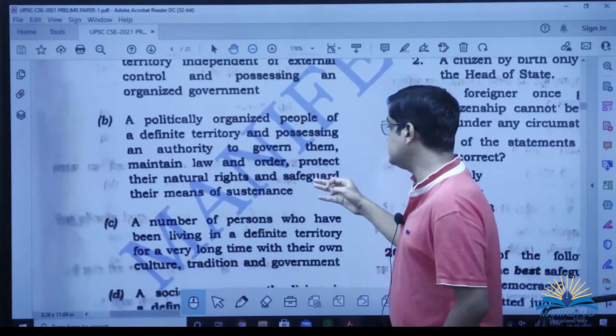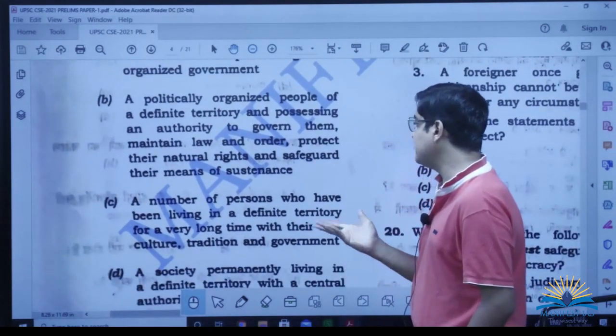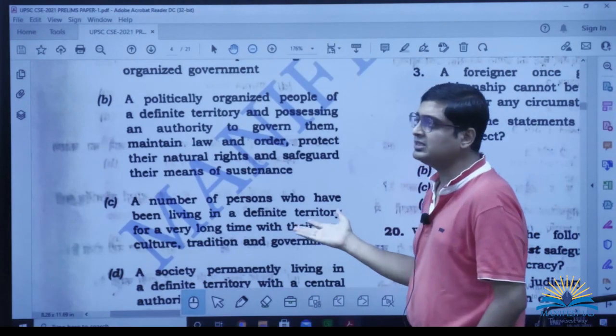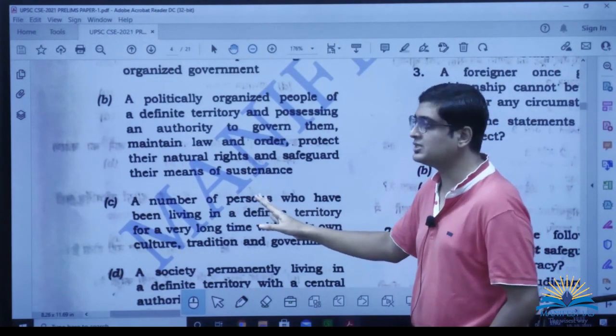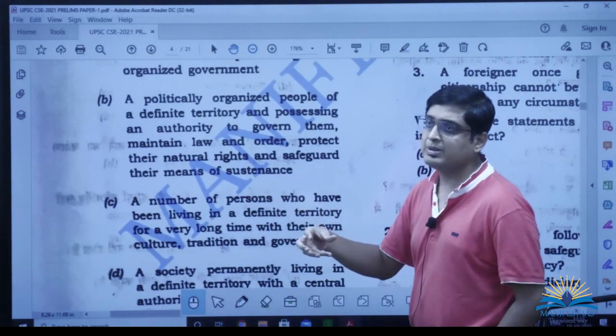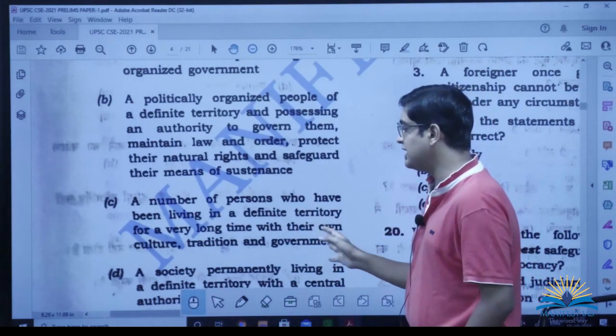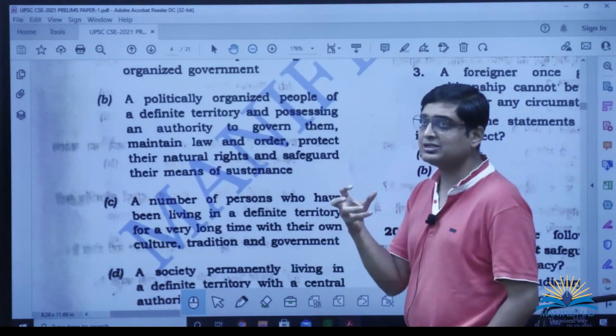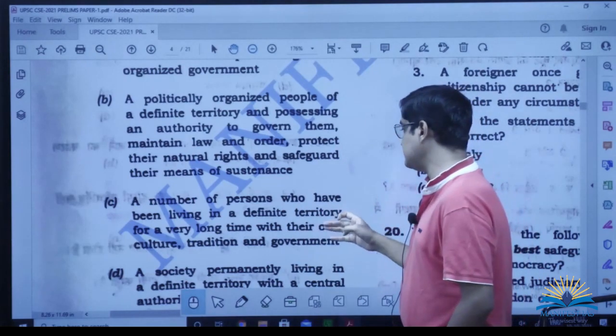Next, a number of persons who have been living in a definite territory for a very long time with their own culture, tradition. This is purely the definition of nation. It's not state. A group of people with shared history, etc. is nation, not state. State is a legal entity. It has to have legal aspects.